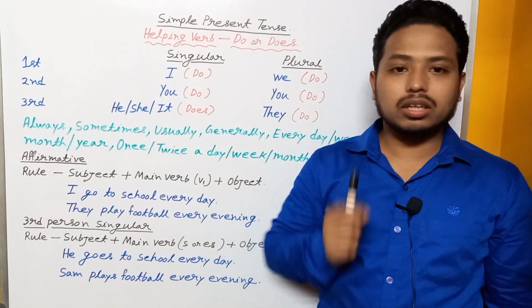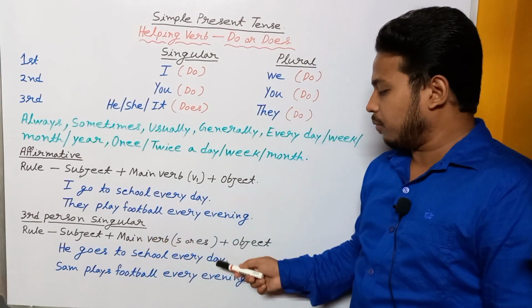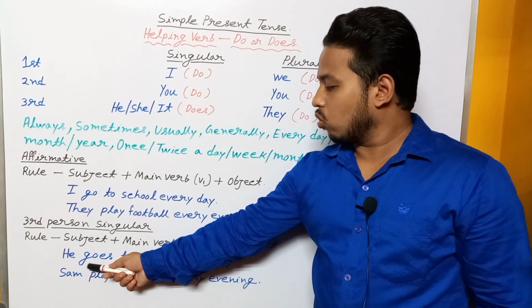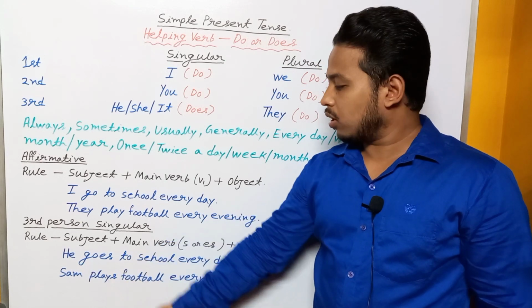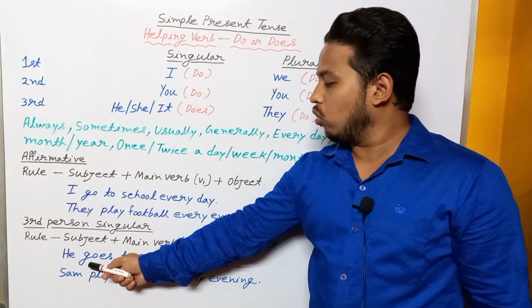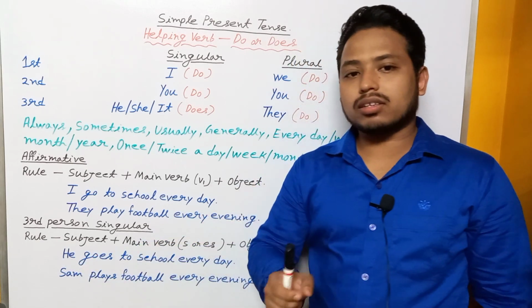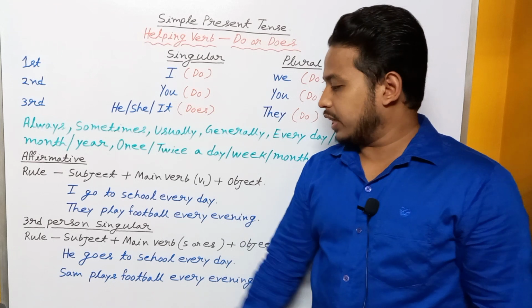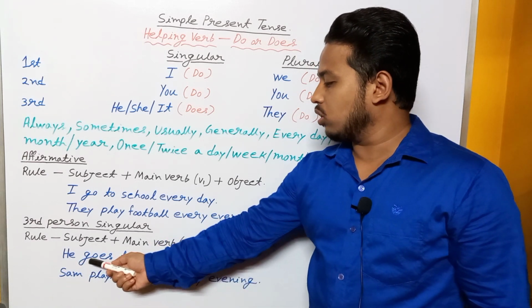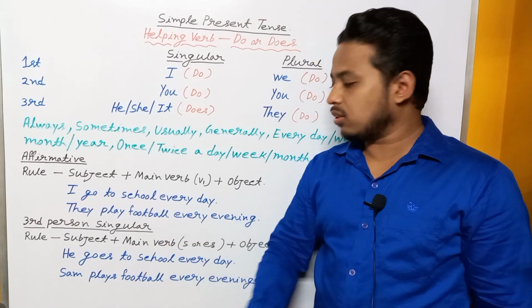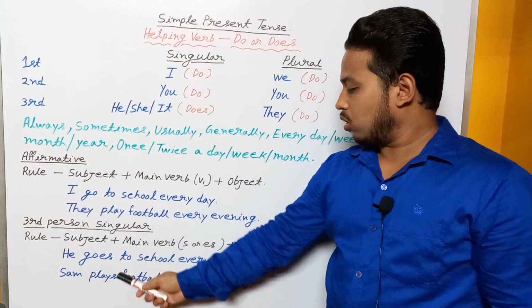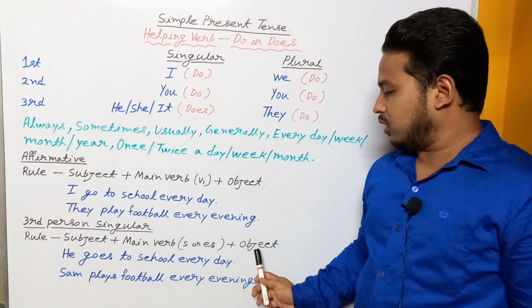So let's see the sentences. He goes to school every day. He, subject; goes, go main verb. I add es with go because the subject is he. He is a third person singular. That's why I add es with go. Now the what is goes to school every day, object.